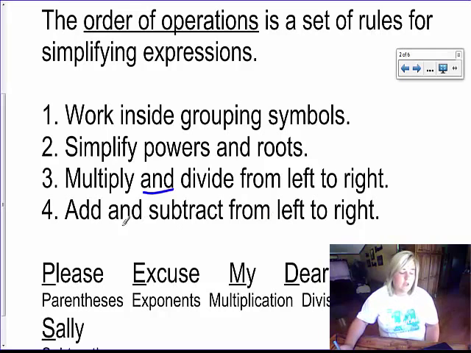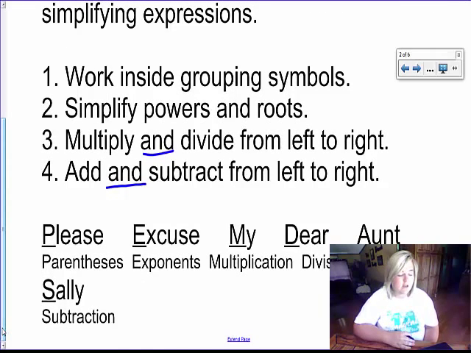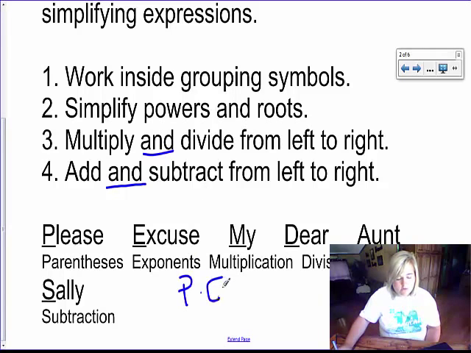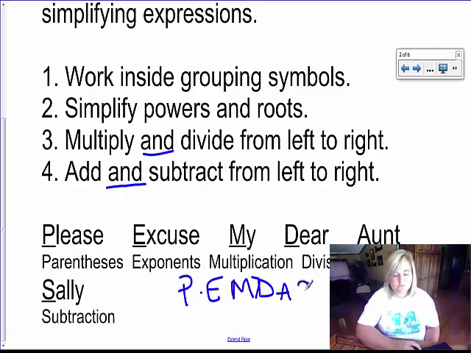The exact same situation. It says and here. So it's not add then subtract, it's add and subtract from left to right. And we have a nice little saying here that helps us remember: please excuse my dear Aunt Sally, which is parentheses, exponents, multiplication, division, addition, subtraction. If you need that, you can write that at the top of your paper. Some of my older kids like to use just PEMDAS. They can remember PEMDAS, and that helps them, so that's what they use. Feel free to use whatever you need to help you remember, because this is very important.